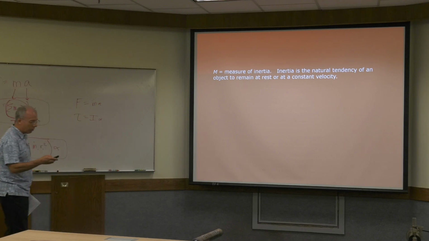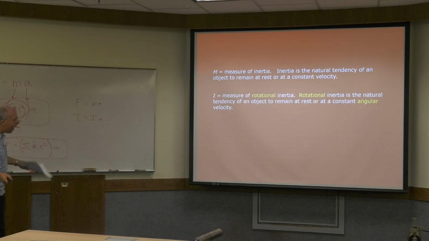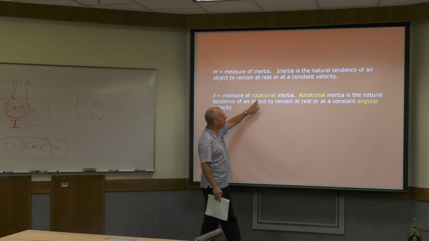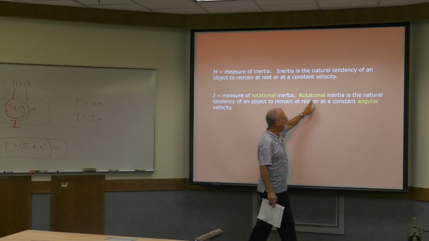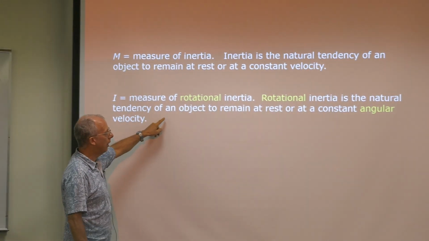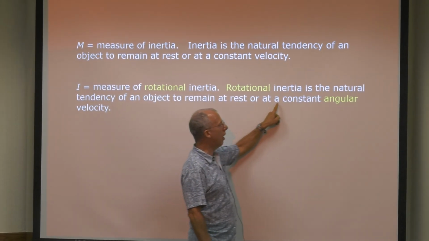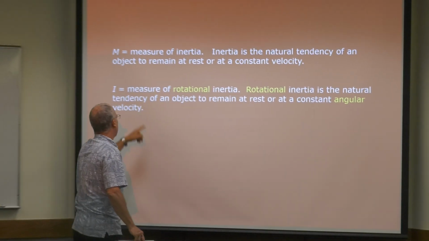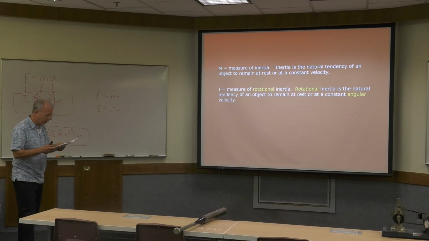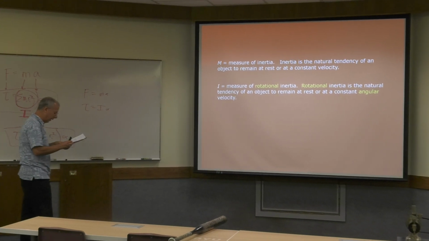All right, let's do the rotational equivalent. I, which is this sum, is the measure of rotational inertia. Rotational inertia is the natural tendency of an object to remain at rest or at a constant angular velocity. So see how similar it is? It's completely related.